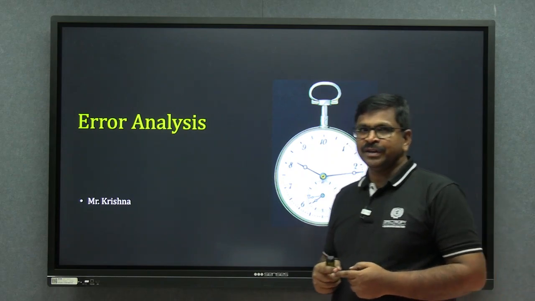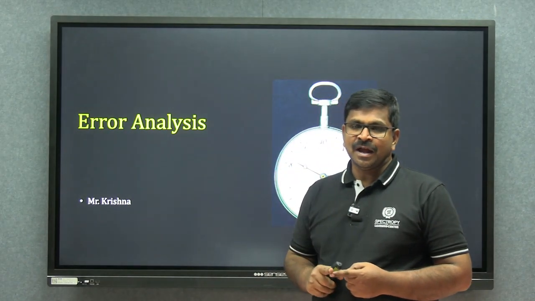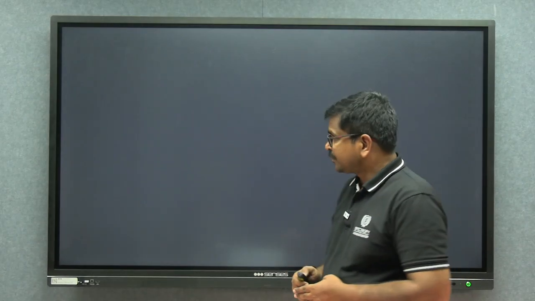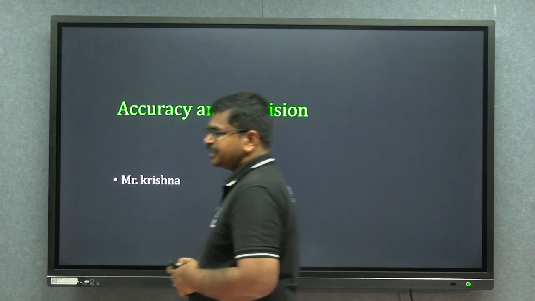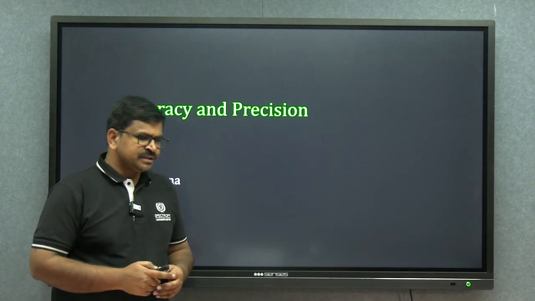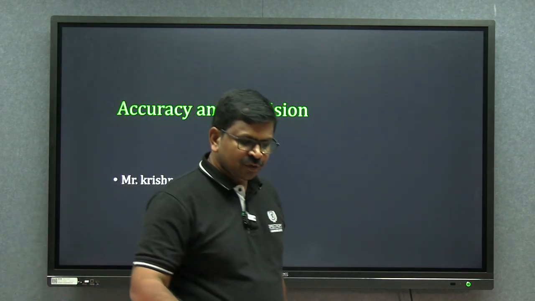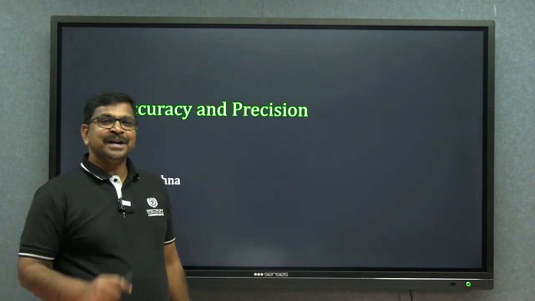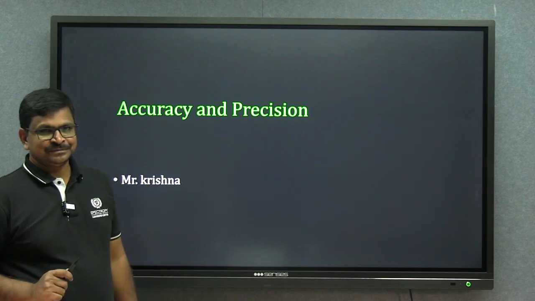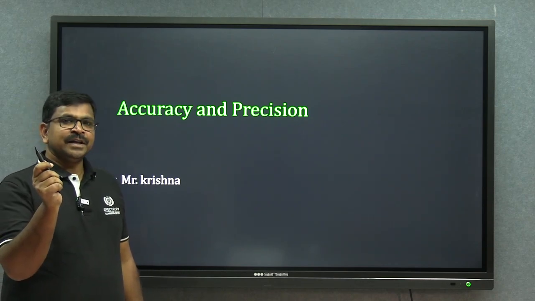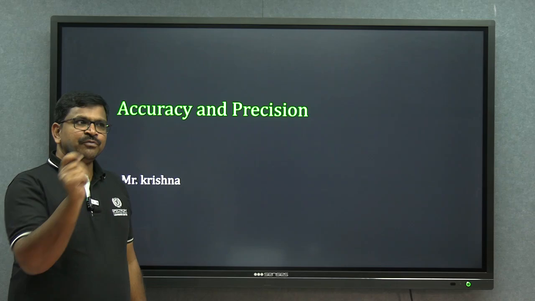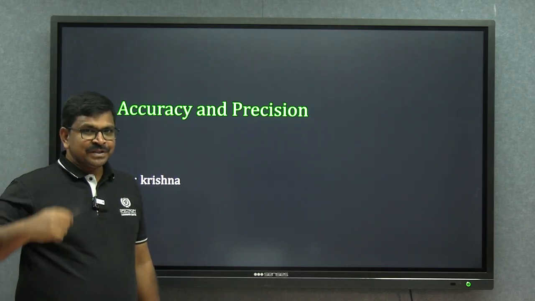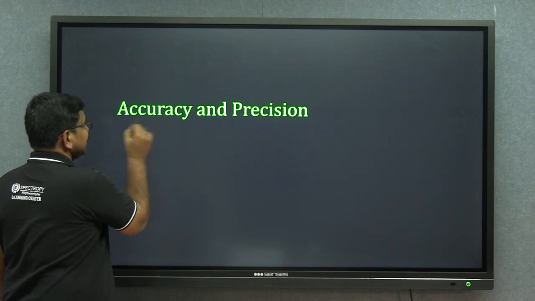Right, now let us discuss the core concept of error analysis. Usually error analysis starts with accuracy, precision and least count. These are the 3 pillars of error analysis. Now, accuracy and precision. What is meant by accuracy? Accuracy is nearness to the true value. Precision is relative nearness between measured values. Accuracy is the nearness between a measured value and the true value. But precision is the nearness between measured values. This is the main difference here.